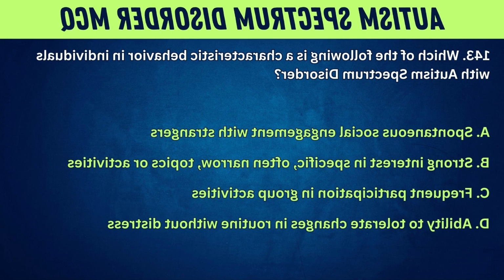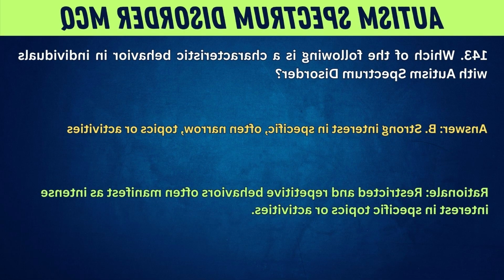143. Which of the following is a characteristic behavior in individuals with autism spectrum disorder? A. Spontaneous social engagement with strangers. B. Strong interest in specific, often narrow, topics or activities. C. Frequent participation in group activities. D. Ability to tolerate changes in routine without distress. Answer: B. Strong interest in specific, often narrow, topics or activities. Rationale: Restricted and repetitive behaviors often manifest as intense interest in specific topics or activities.